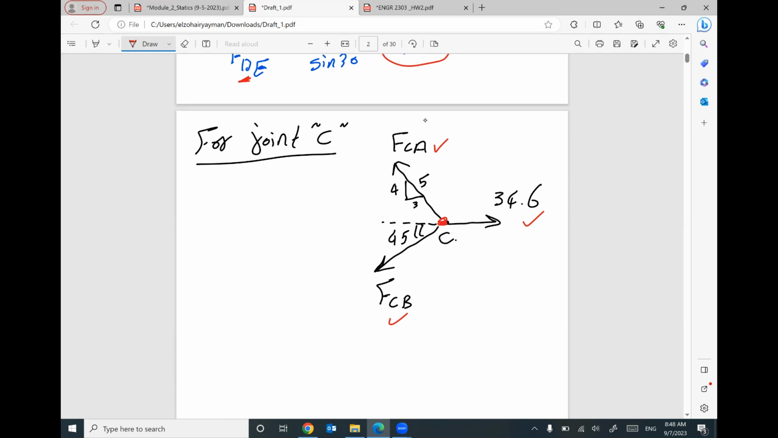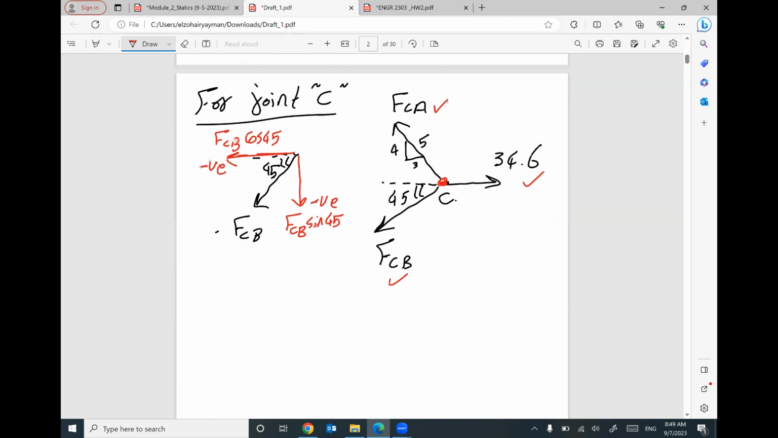So we have two steps. The first step, I need to break each force into two components. Let's start with the force FCB with angle 45 degrees. I can break this force into two components, one horizontal, FCB cosine 45, and one vertical, FCB sine 45. This direction is negative, and this direction is negative.